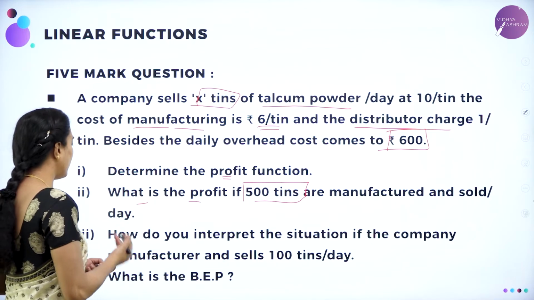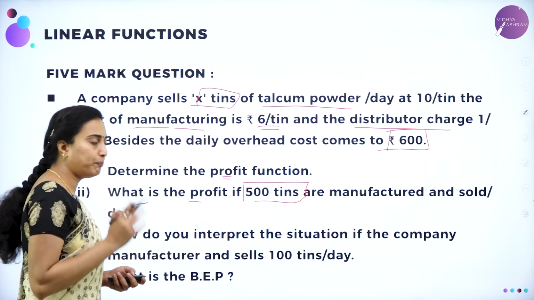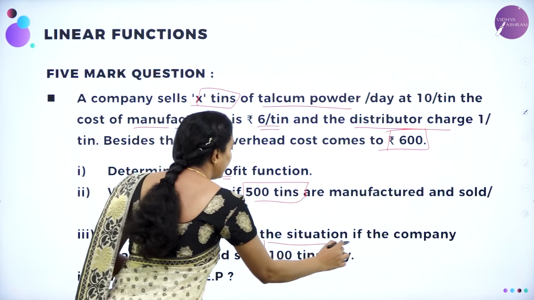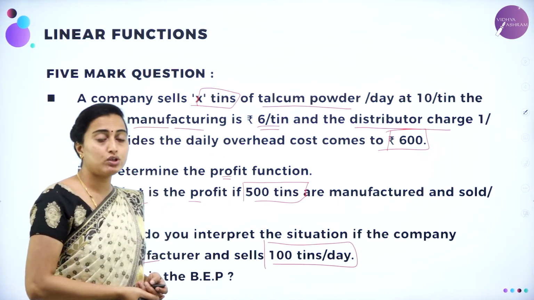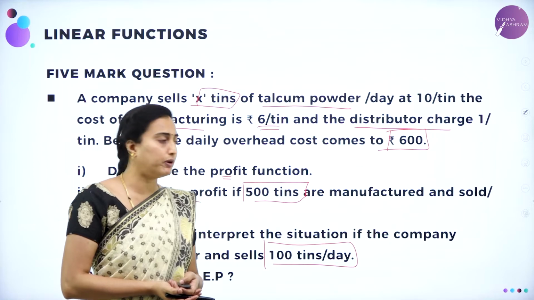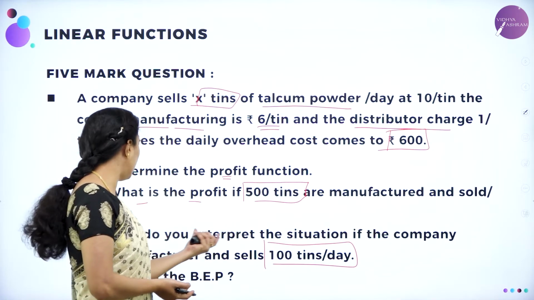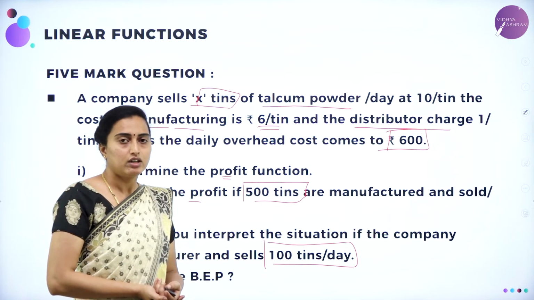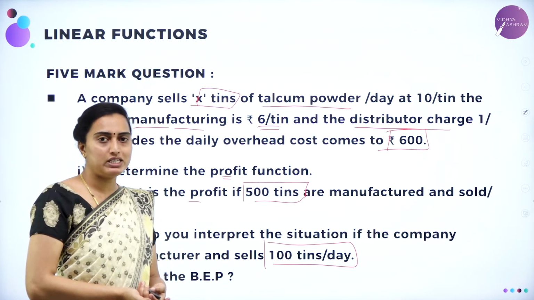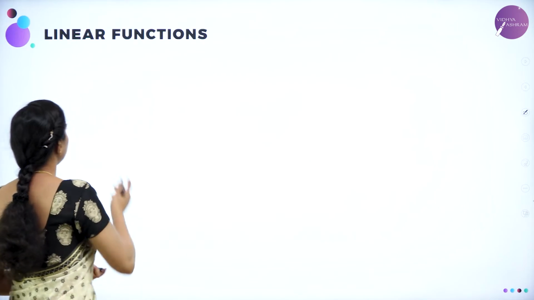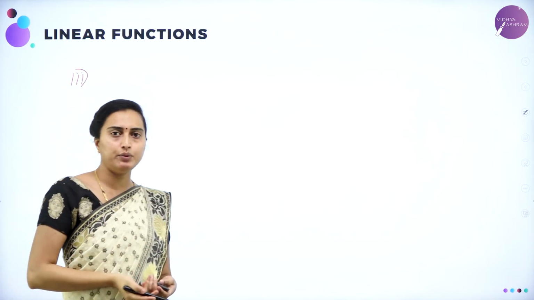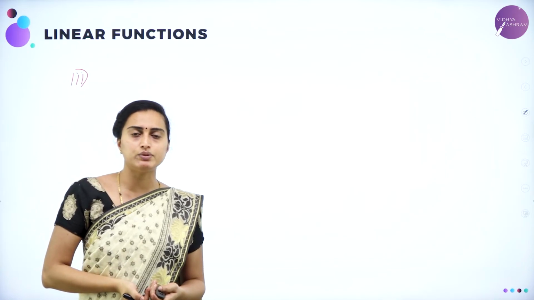Now what is the third question they've asked? How do you interpret the situation if the company manufactures and sells 100 tins per day? If they sell 100 tins per day, how are we going to interpret the situation of the company, whether it is a profit or a loss? By taking the profit function, if it comes as a positive value, it will be a profit. If it is negative, it will be a loss.